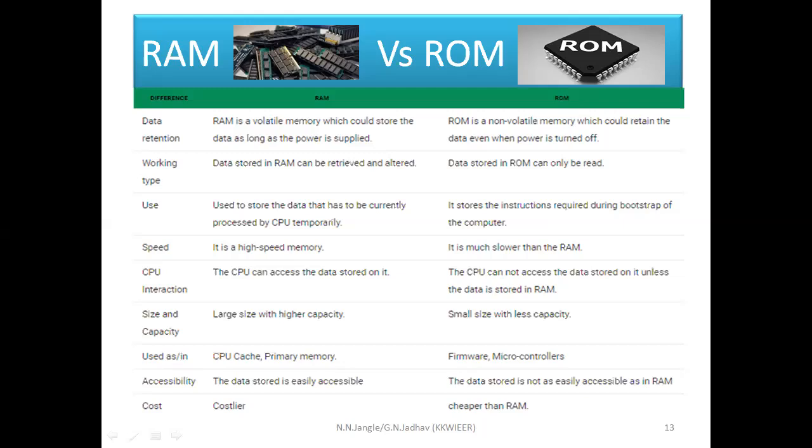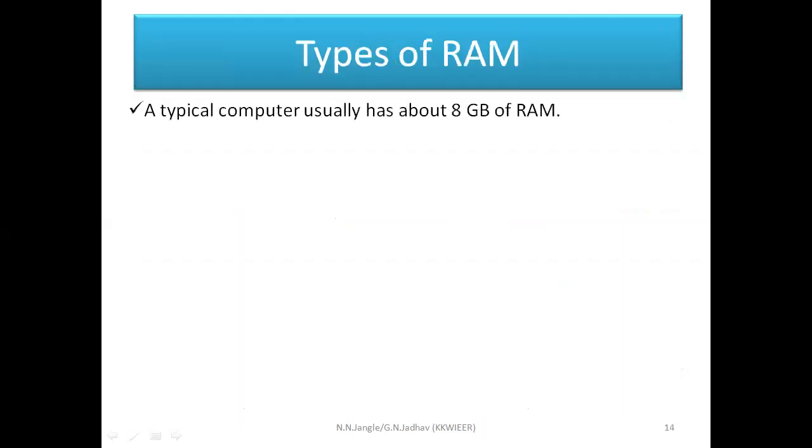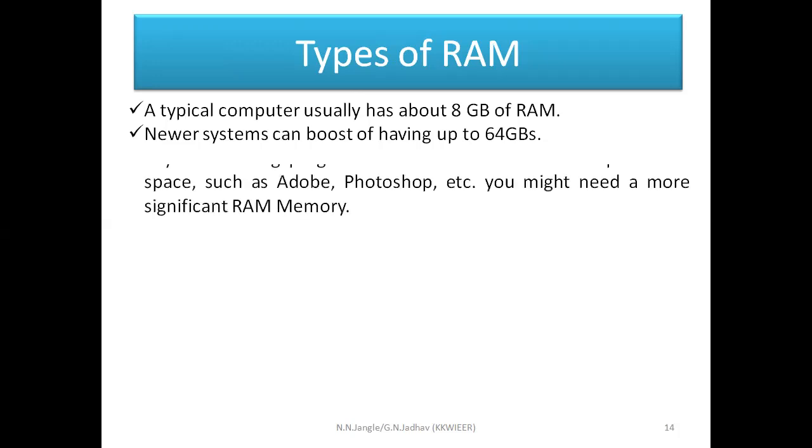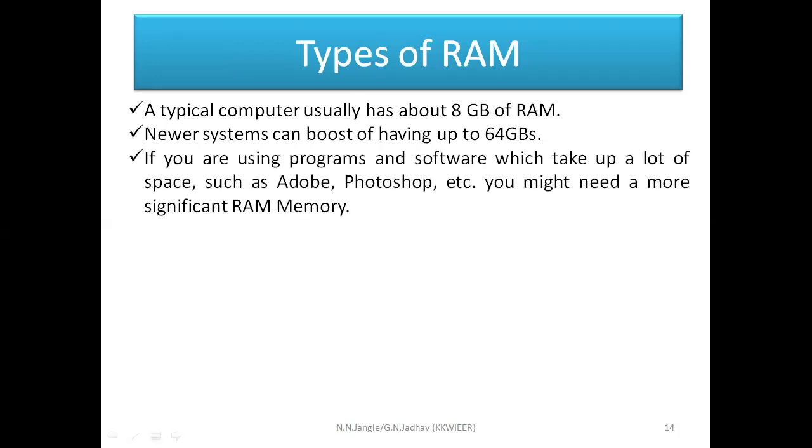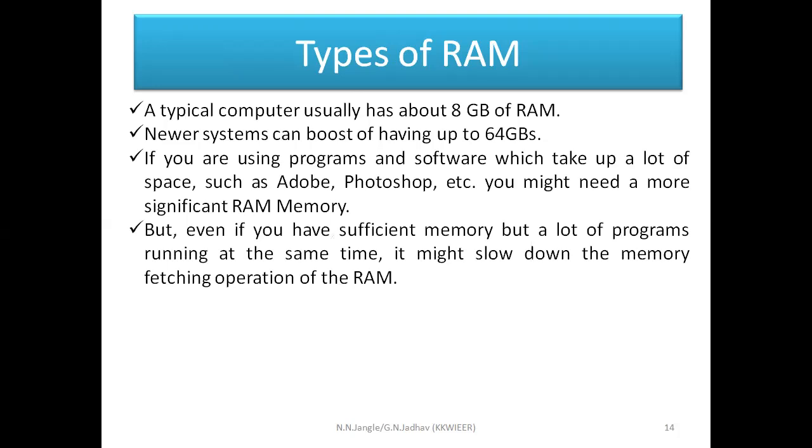Whenever you differentiate between RAM and ROM, let us discuss next the types of RAM. A typical computer usually has 8 gigabytes of RAM. We can boost this up to 64 GBs in the newer systems. If you are using programs and software which take up a lot of space, for example, Adobe Reader, Photoshop, etc., you might need more significant RAM. Whereas, if you have sufficient memory but a lot of programs running at the same time, it might slow down the memory fetching operations of the RAM.